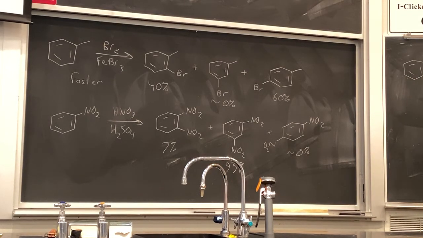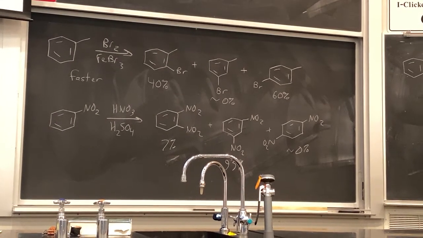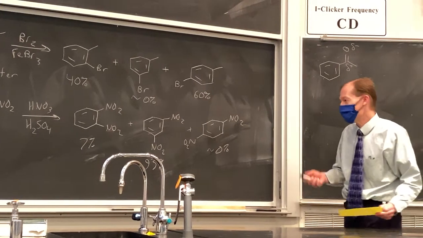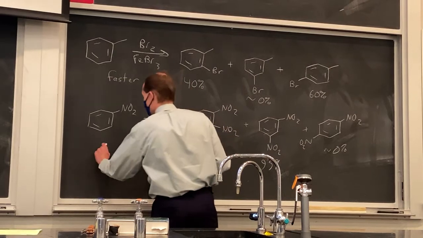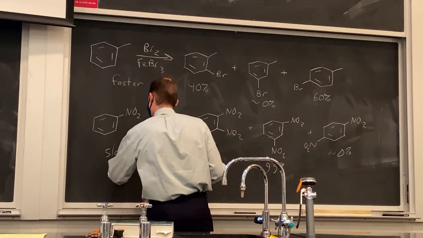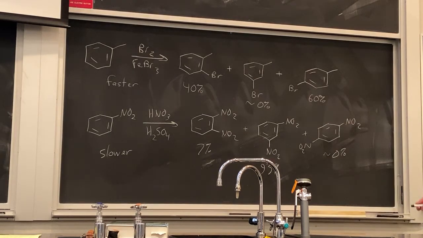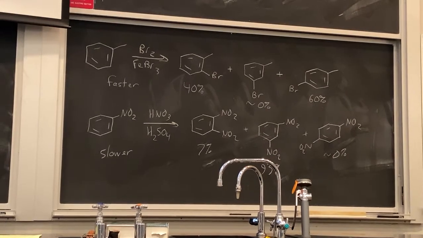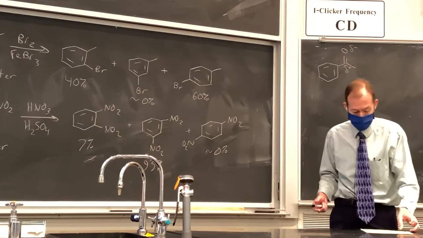Why we get more ortho than para, I do not know. But the take-home message here is that meta is by far the major product when we're performing electrophilic aromatic substitution on nitrobenzene. This reaction is going to be much slower than the nitration of benzene itself. So we would say that the nitro group is a deactivator. It slows down electrophilic aromatic substitution. And it is a meta director. Okay?